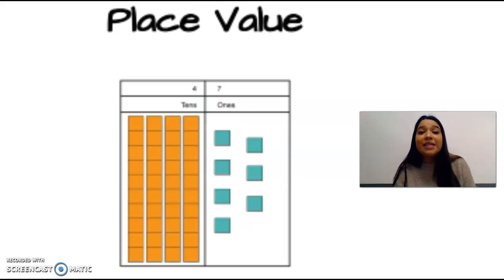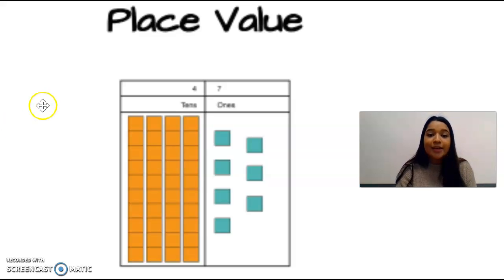Next, we have our place value chart. So our place value chart lets us know how many tens and ones a number has. So right here in the number 47, we have 4 tens and 7 ones.